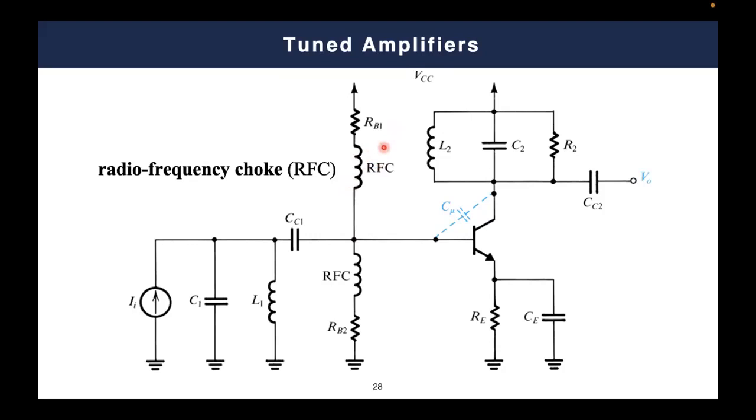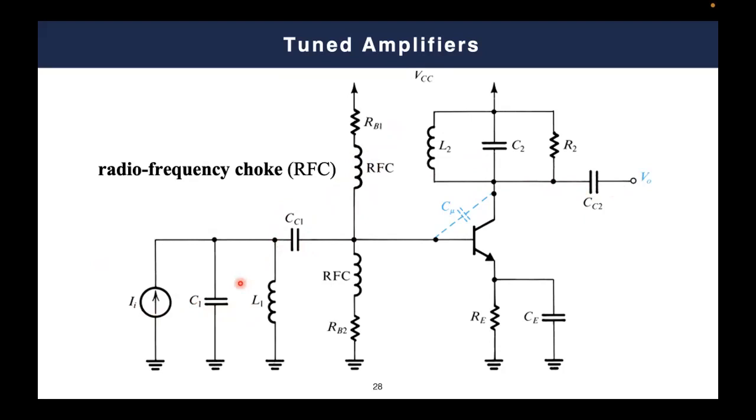Okay. The second point is we have to distinguish between these two capacitors, CC1 and CC2, and the capacitors used here. Because basically in electronics, and here we are considering more toward RF electronics, we have two functions of a capacitor.